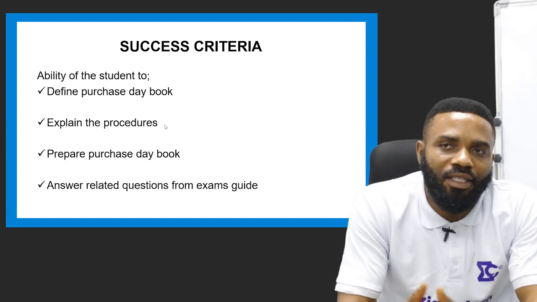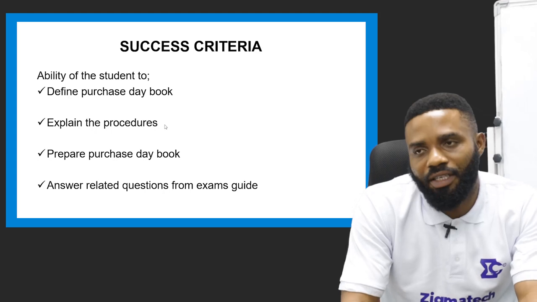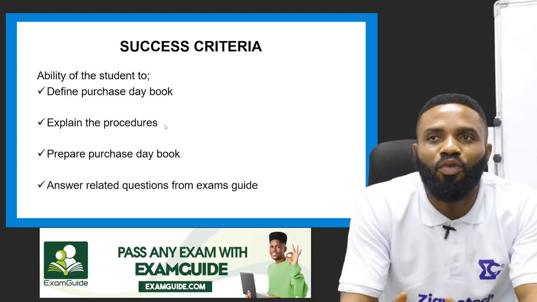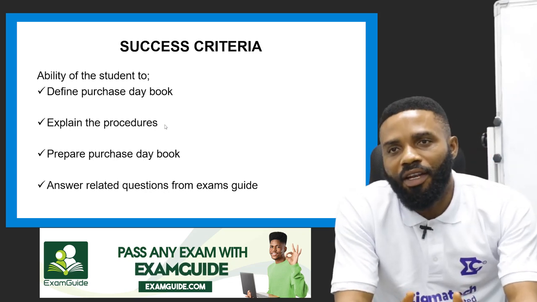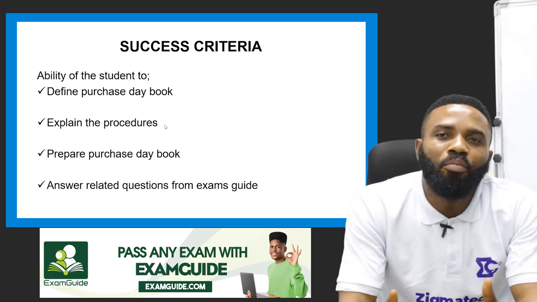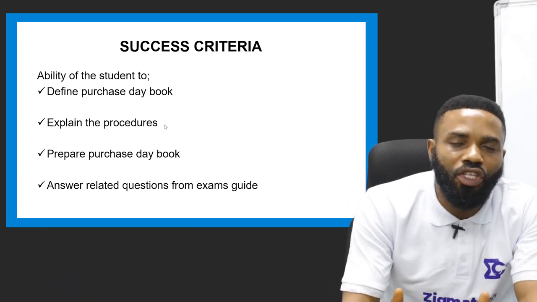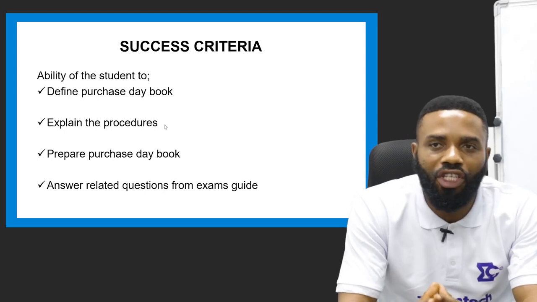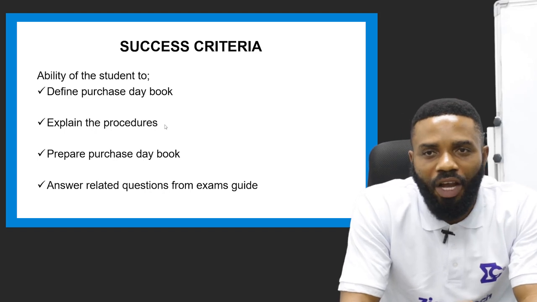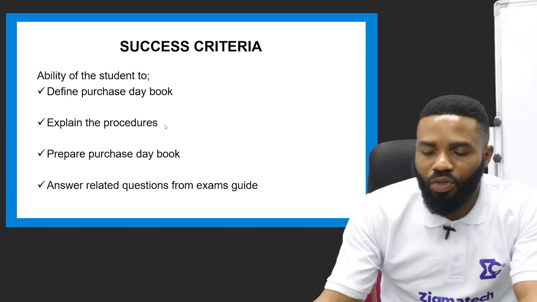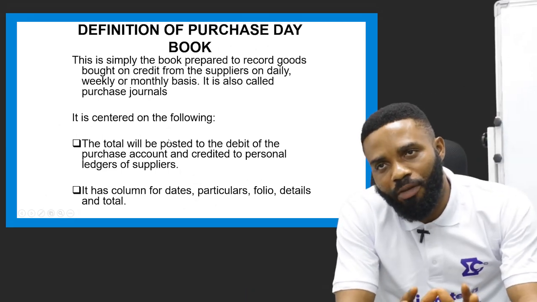Now, having done that, there's what we call success criteria. We want to look at our success at the end of the lesson. To what extent can we say that we have achieved our lesson objective? One, if we are able to define purchase day book at the end of the lesson, and we are able to explain the procedures involved in preparing the purchase day book. If we are able to prepare purchase day book, and if we are able to answer related questions from our exam guide.